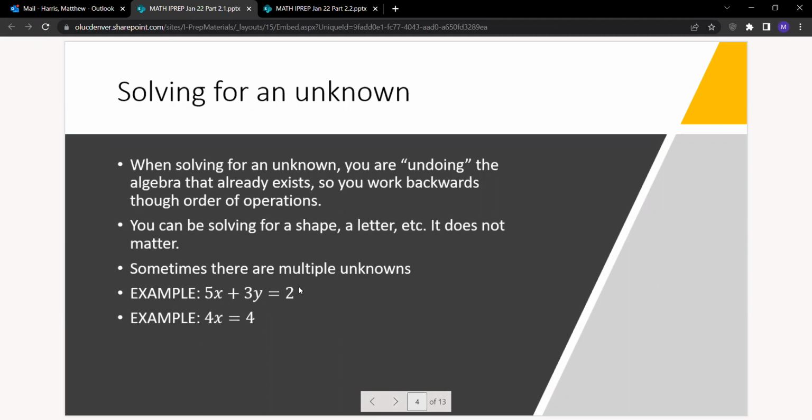So sometimes there are multiple unknowns, and we're going to see an example of this in a minute that will help solve together. But here are just some examples you can look at. So 5x plus 3y equals 2. You see there are two unknowns in that equation, whereas in this one, 4x equals 4. There's just the one unknown x.